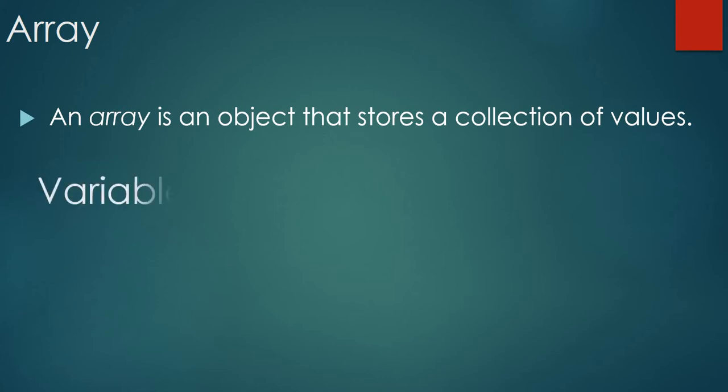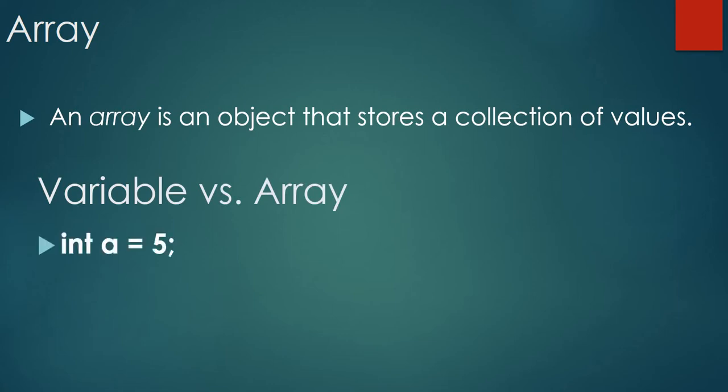Okay? So unlike a variable, for example, you have here int a = 5. It means the value of 5 is assigned to variable a. So this is correct. But if you're going to do int a = 5, 6, 9, 10, this is not acceptable in Java because a variable can store only one value. So if you want to store multiple values, you have to use an array.